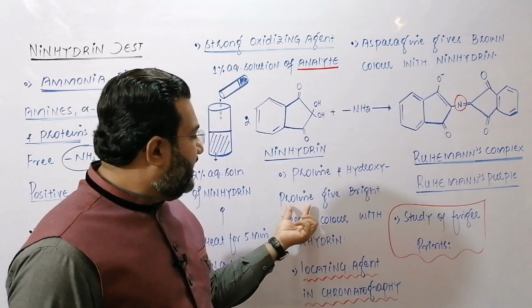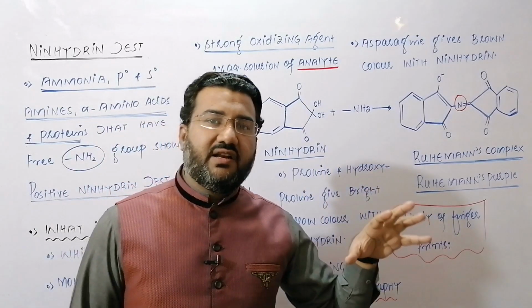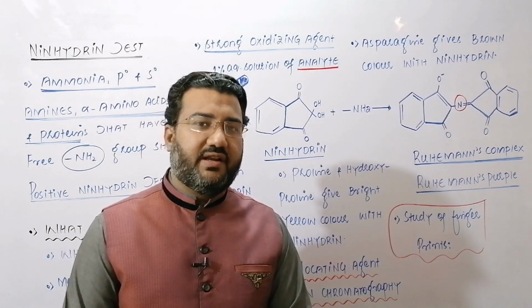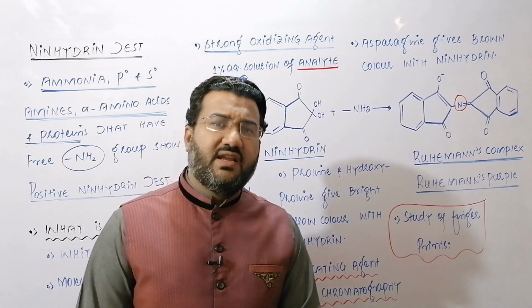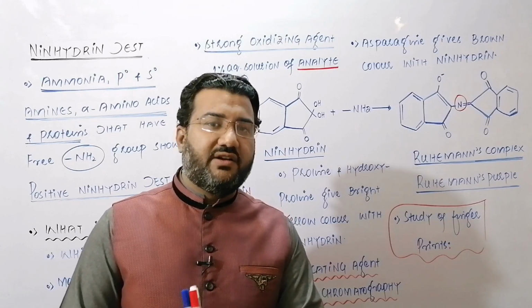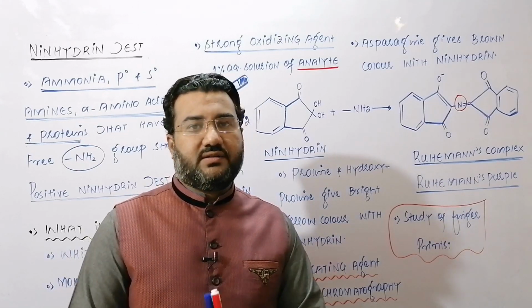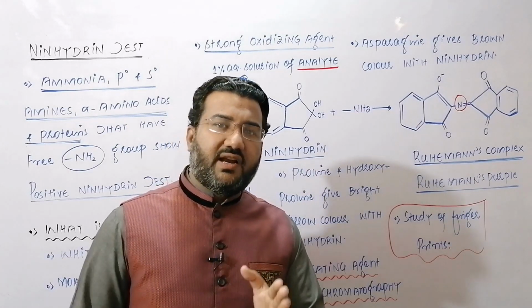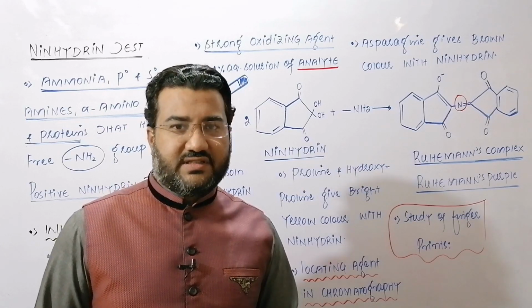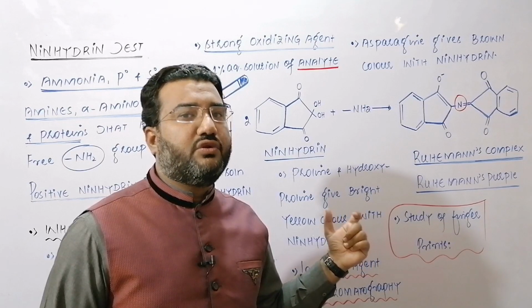As they do not have any primary amino group, they do not react with the ninhydrin in the way all other amino acids react. And that's why when proline and hydroxyproline react with the ninhydrin, my dear students, they form a bright yellow color. So they do not react with the ninhydrin in the manner in which all other standard amino acids react, just because they do not have an NH2 group in their structure.